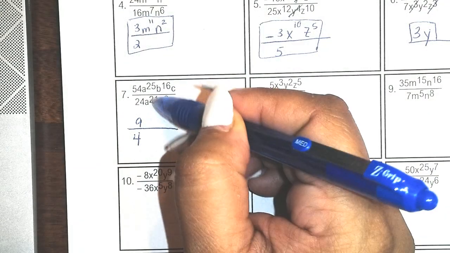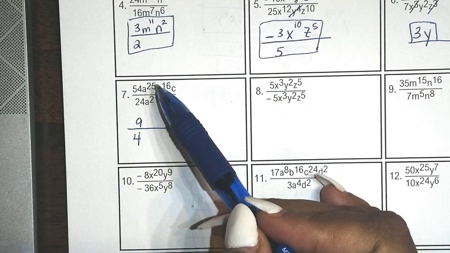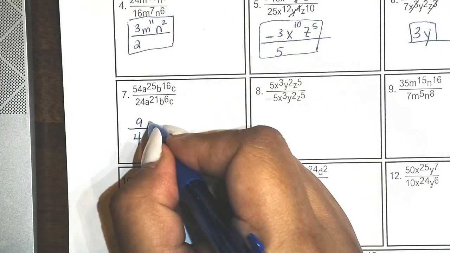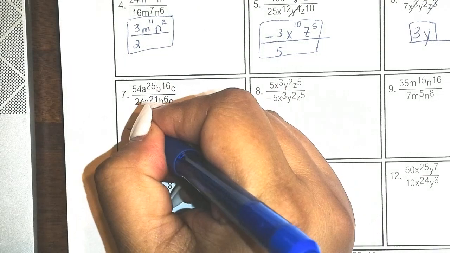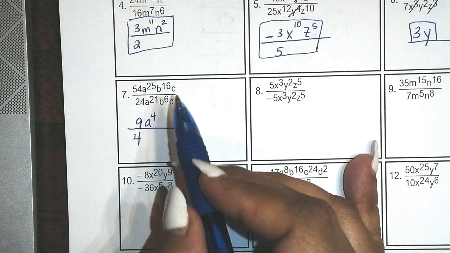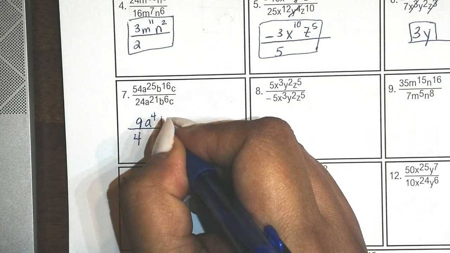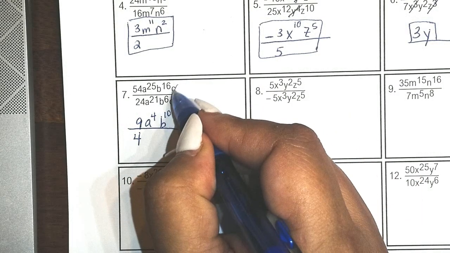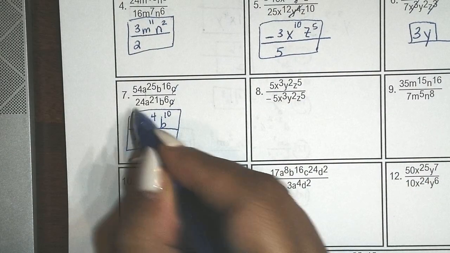Okay, now let's look at my a's. My a's are the same base, so I subtract my exponents, 25 minus 21, and that's 4. And again, this is a 9, not an a. Now look at my b's. I got 16 minus 6, so that's 10. And my c's are the same. I have 1 on top, 1 on the bottom. They'll cancel out because c divided by c is 1.